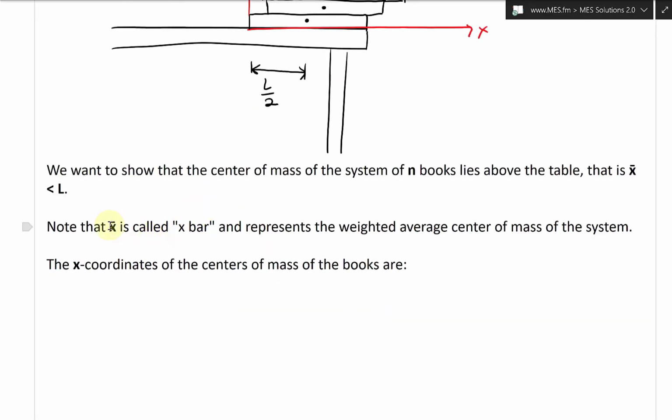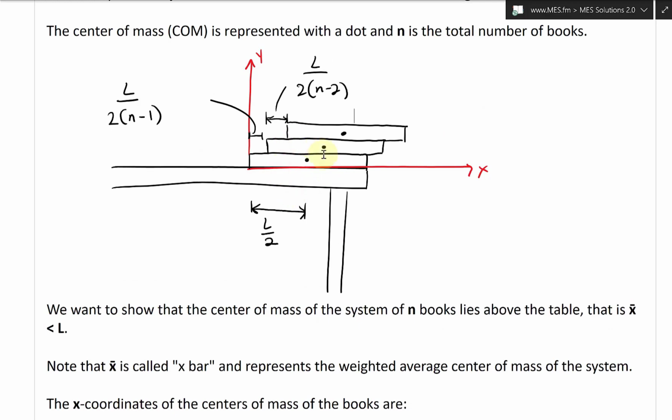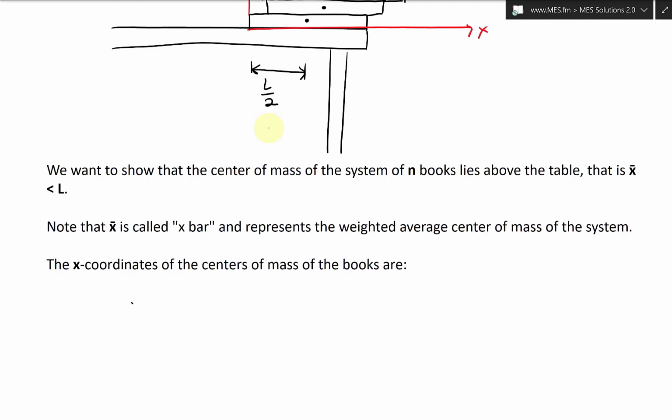All right. So note that X with this bar on top is called X bar and represents the weighted average center of mass of the system. And the X represents that it's the X coordinate we're looking at. So the X coordinates of the centers of mass of the books are, let's write each one. So we have this one here, shifted. Notice how it's all shifted here by this distance. So for X1, the first book on the table, X1 is L over 2. So L over 2 like that.